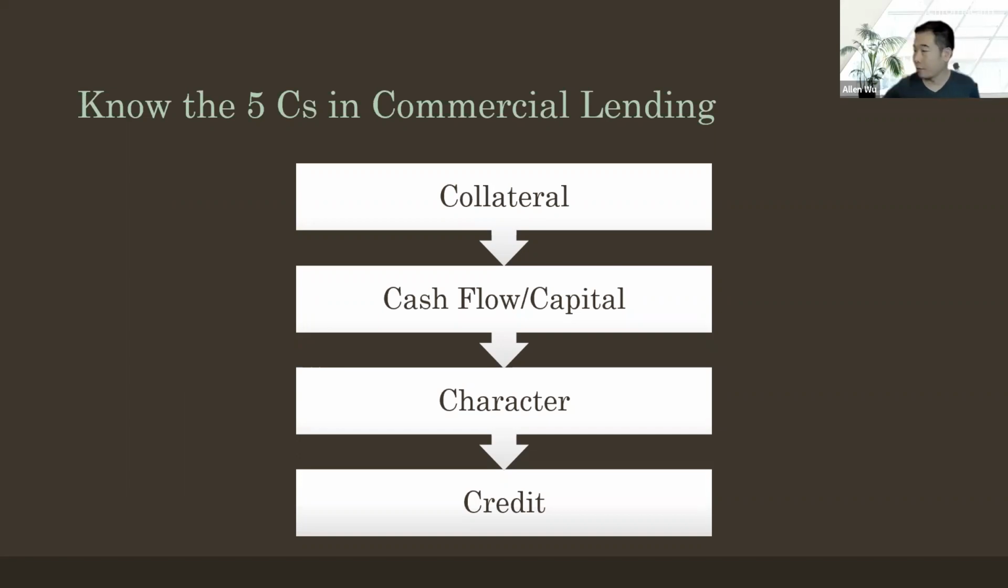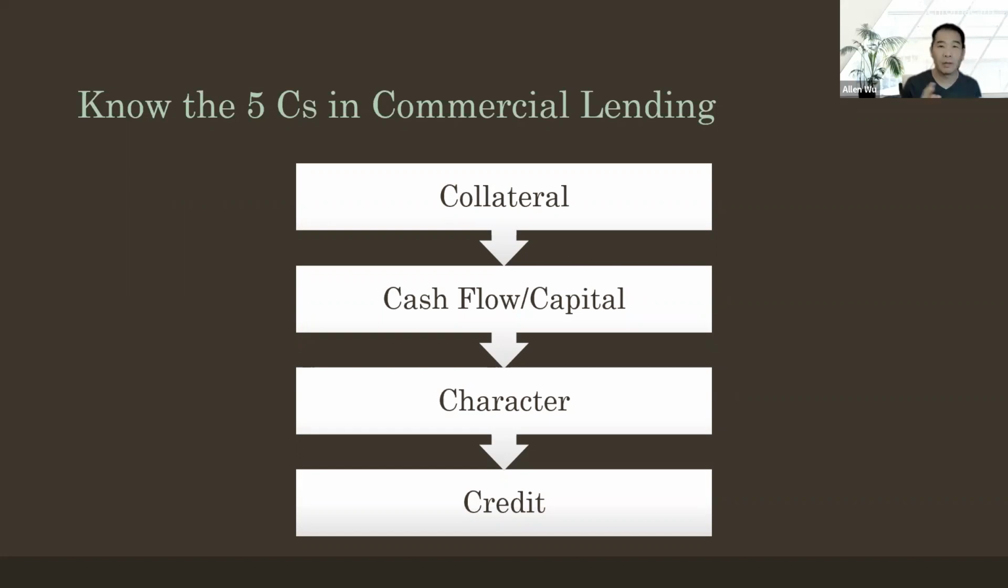Okay. Next thing we need to talk about is the cash flow and capital. Cash flow and capital of the business, or the cash flow or capital of the principal of that project. The next one is the character. The character of this client. Character means experience. What have they done? What kind of experience do they have? The last but not least is obviously credit. Okay, so those are the 5 C's that normally any lender would look at.